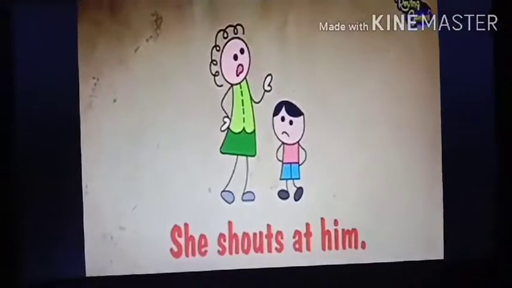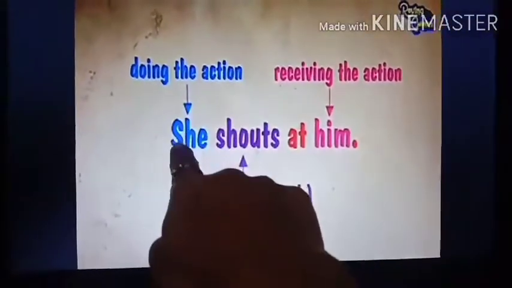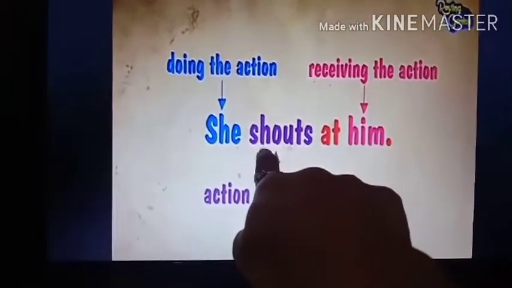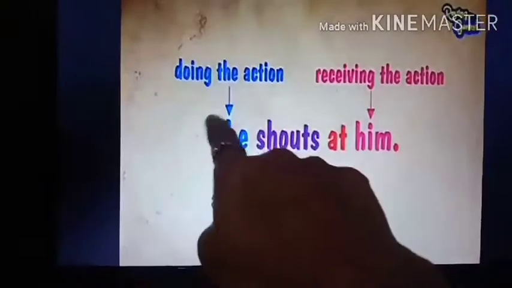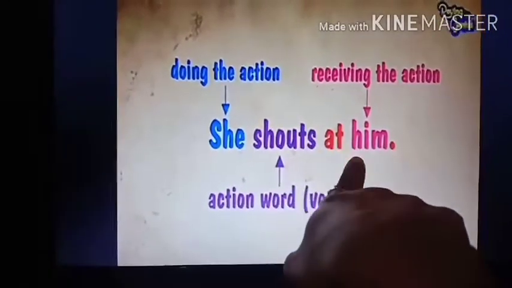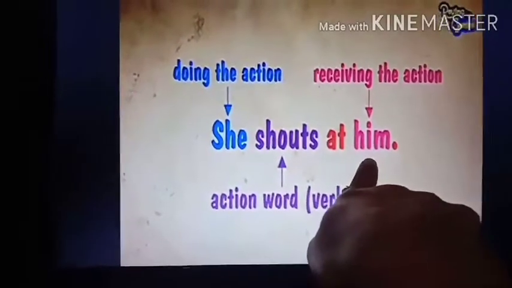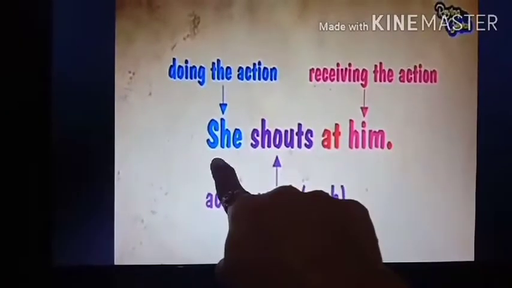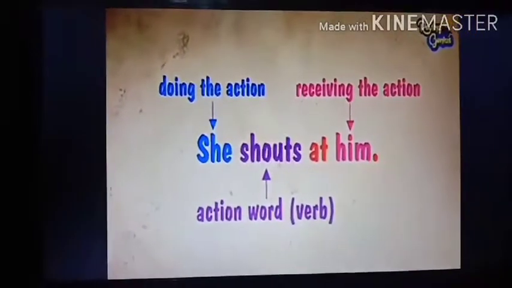So it is very easy to understand. See, now the next slide you will understand. See, she shouts at him. So the action is shout. Who is shouting? She is shouting. So she is doing the action. Now on whom the shouting is done? On him. So him is receiving the action. So she is doing the action and him is receiving the action.